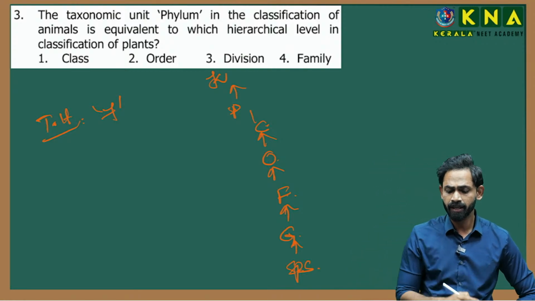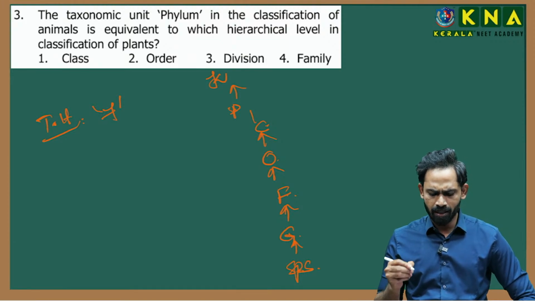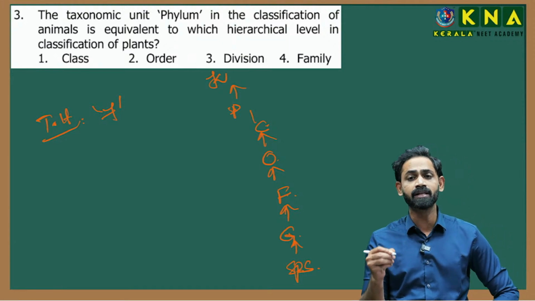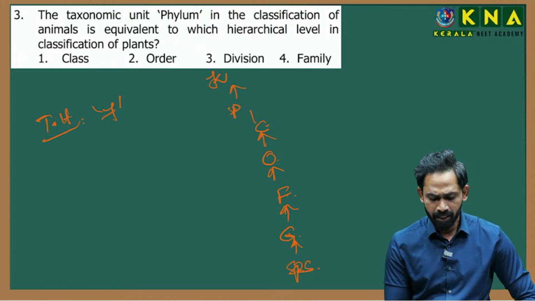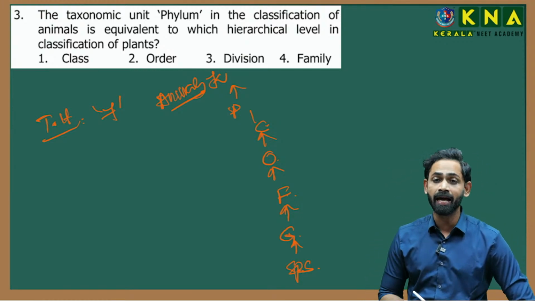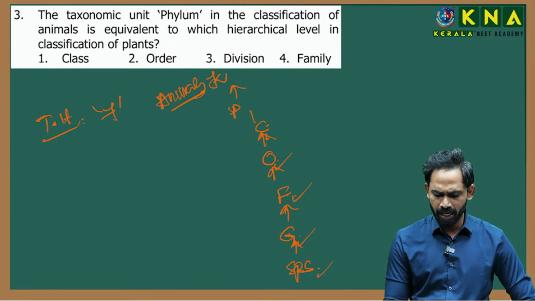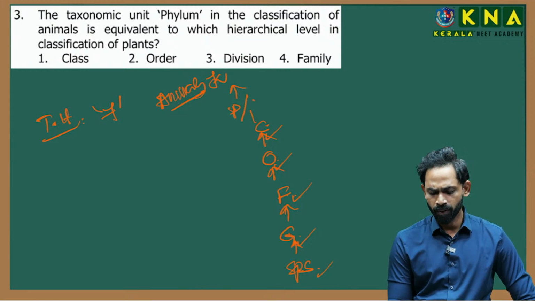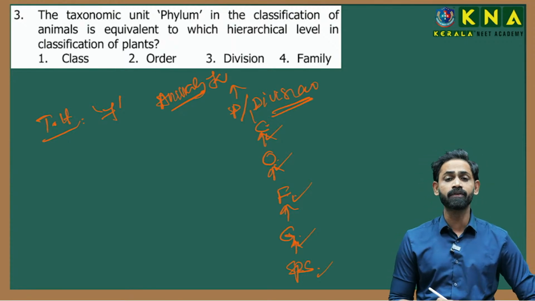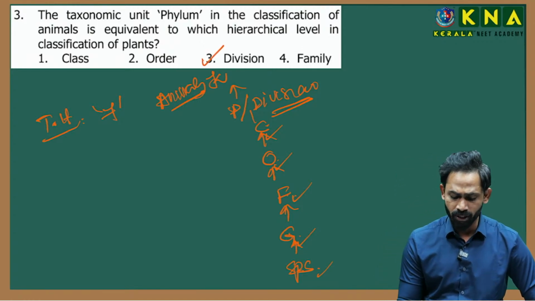Species, genus, family, order, class, phylum and kingdom is the taxonomic hierarchy in the case of animals. If I ask what is the taxonomic hierarchy in the case of plants? Species same, genus same, family same, order same, class same. Instead of phylum, we use division. Phylum equals division in the case of plants. I am going for option 3.